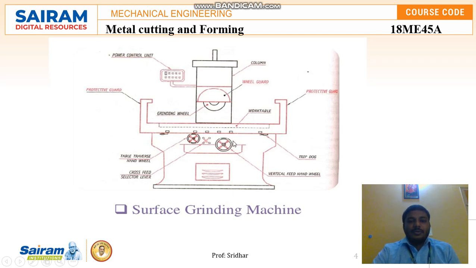Then you can see this feed dog, which mainly holds the work table, and this is the table transfer handle and wheel. While rotating, the work table can move on these rails, which have been fixed, in the particular direction. This is a cross feed with a lever to select, and this is the vertical feed and wheel. This is a base where it has been fixed on the grinding machine.